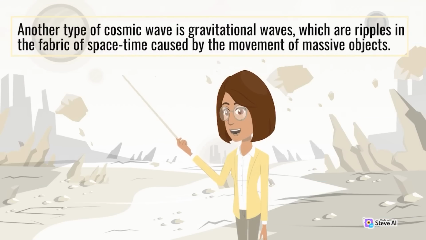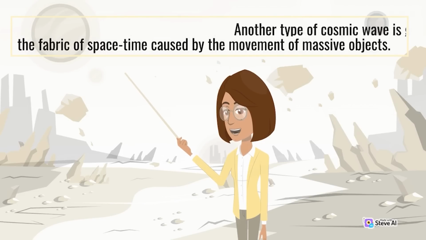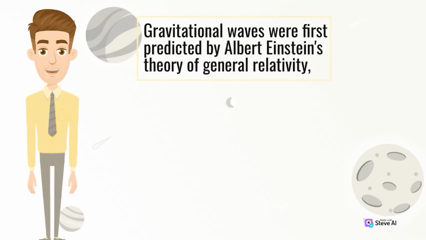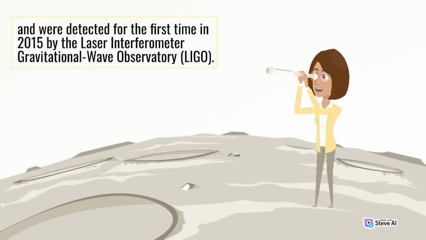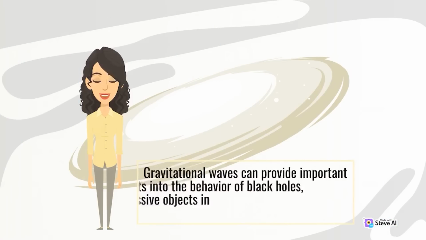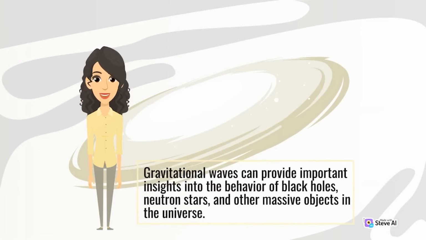Another type of cosmic wave is gravitational waves, which are ripples in the fabric of spacetime caused by the movement of massive objects. Gravitational waves were first predicted by Albert Einstein's theory of general relativity, and were detected for the first time in 2015 by the Laser Interferometer Gravitational Wave Observatory, LIGO. Gravitational waves can provide important insights into the behavior of black holes, neutron stars, and other massive objects in the universe.